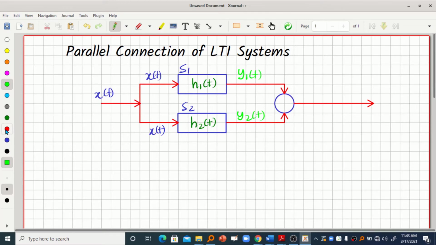At the output, they will be added together and you will get y1 of t plus y2 of t, right? So this symbol should be an addition symbol. Actually it is an adder, so that will be added and you will get the output. From this understanding we can develop an analysis, right? So let us write the equation: y of t is equal to y1 of t plus y2 of t.